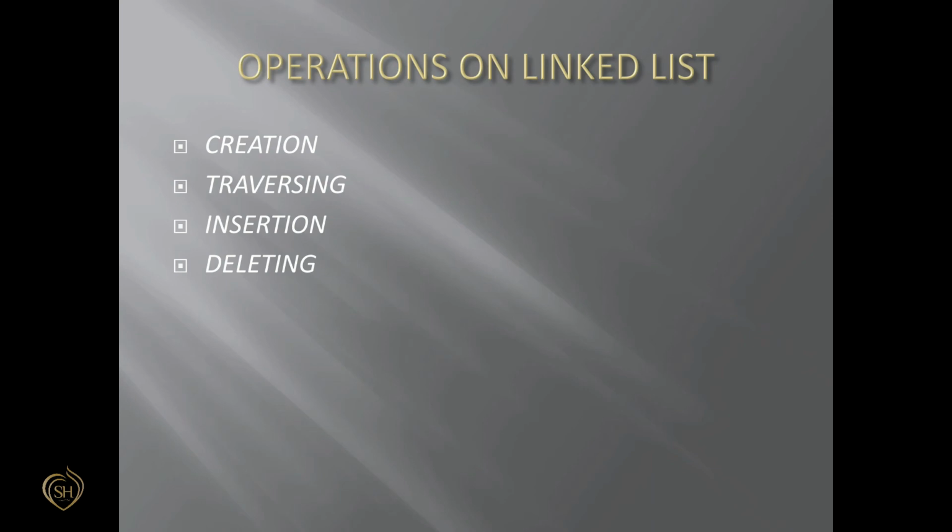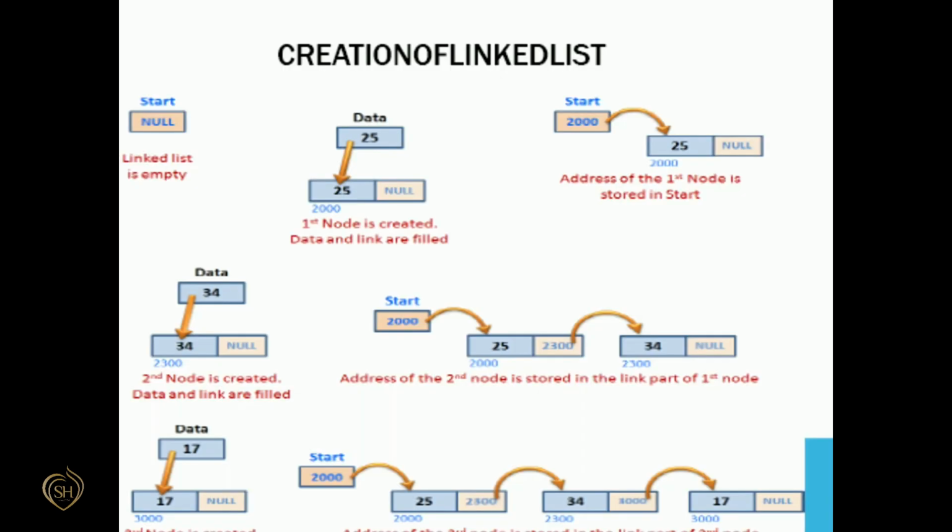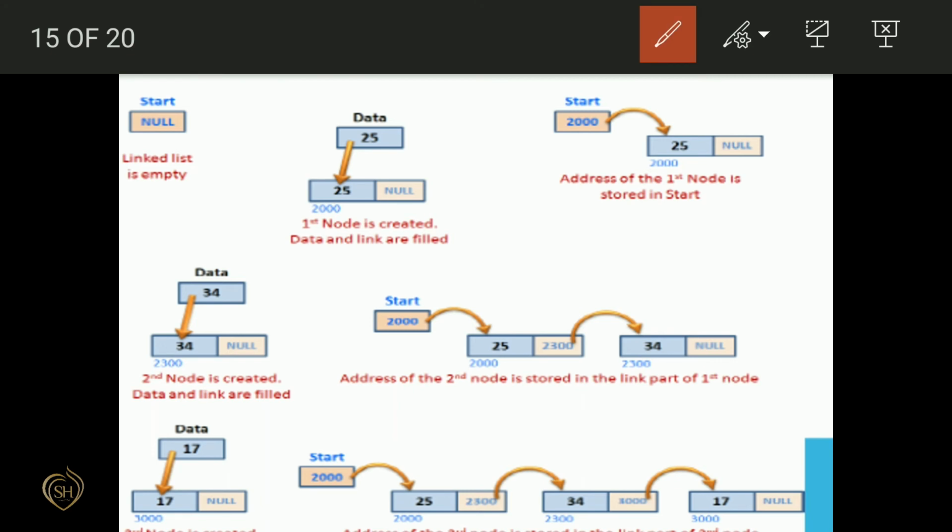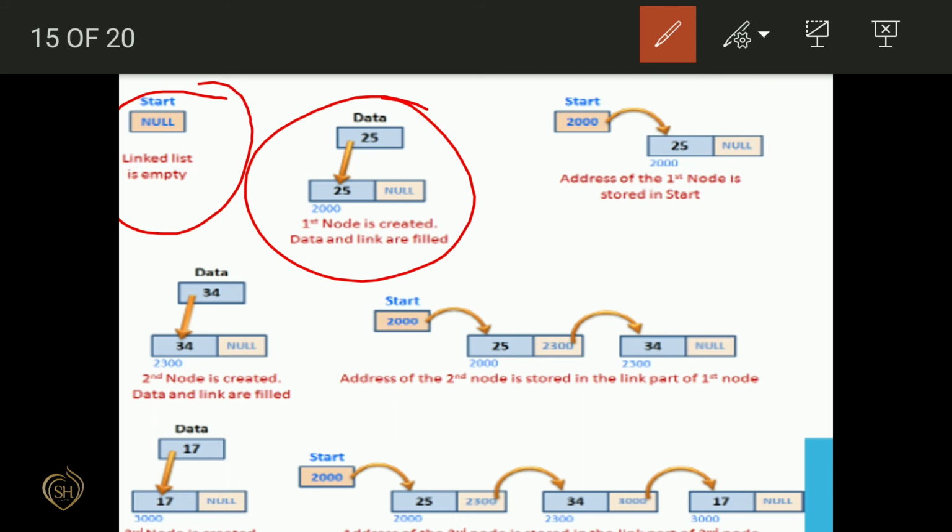Here we have the operations: creation, traversing, insertion and deletion. Creation: we are creating firstly the very first node, that is this one, with a value 25 and a null pointer, that is the start pointer. Then these two are interconnected by accessing the address of the first node and storing it in the start.